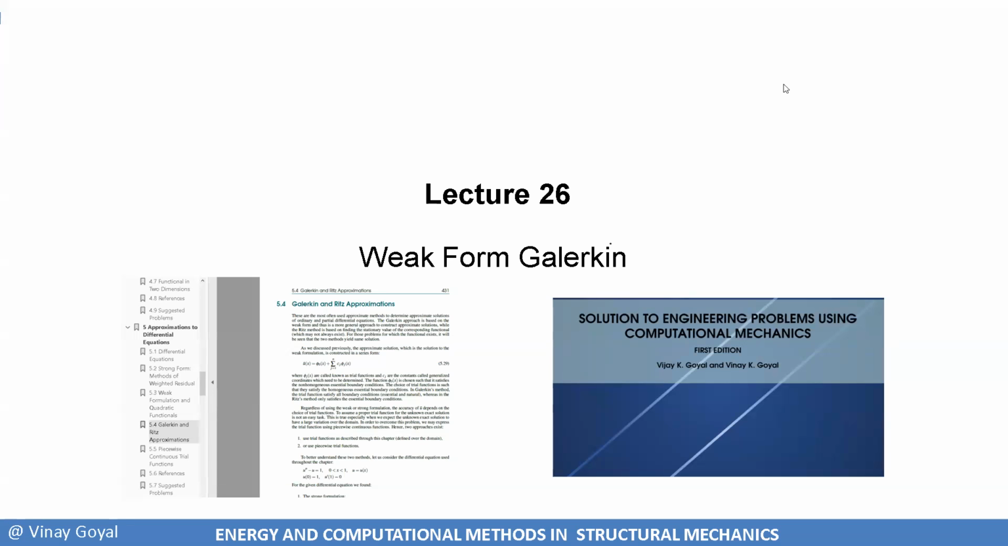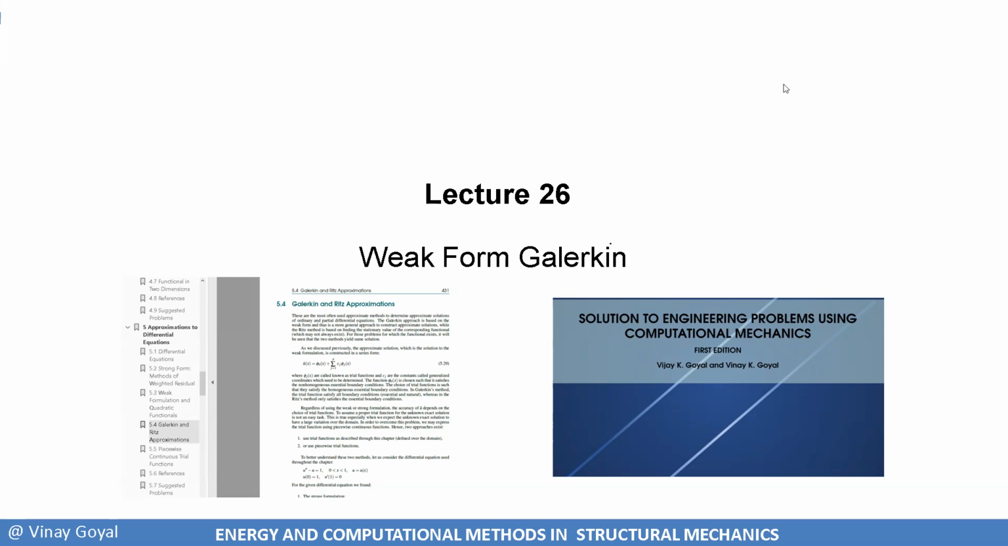Welcome to lecture 26. Today we'll be covering the weak form Galerkin, and we're looking at chapter 5 of my book, section 5.4. Again, there are other methods covered in the book that will not be covered in this course, but they are worth looking at. For example, you have the collocation method, the Petrov-Galerkin method, but in this course, we're focusing on three fundamental methods.